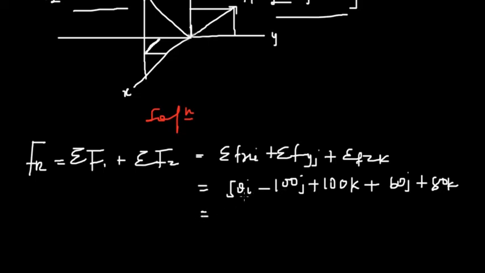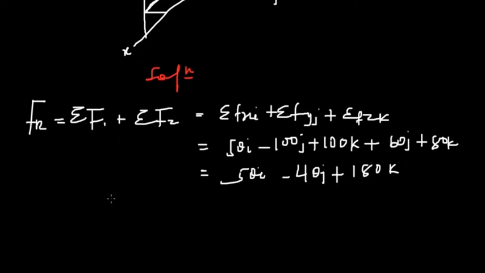So this is 50i. We don't have any i over here, so we have 50i. And then we have minus 100j plus 60j, that is minus 40j. And then we have 100k plus 80k, that's positive 180k. Right, so after finding this, we could just find the magnitude.